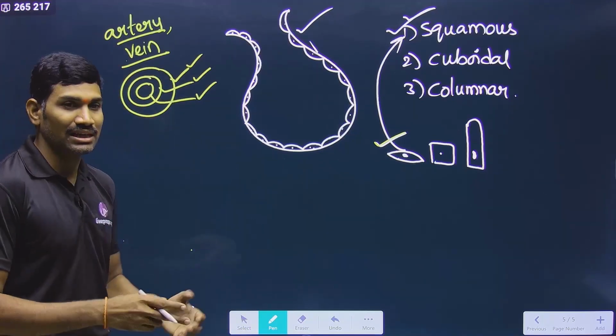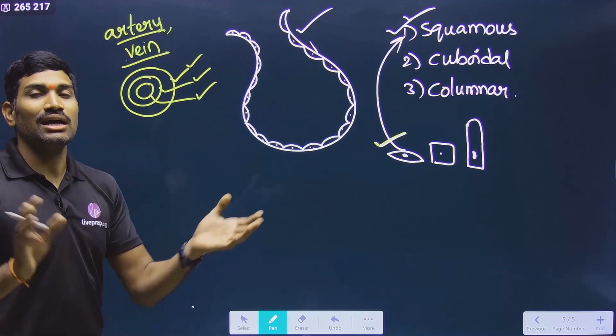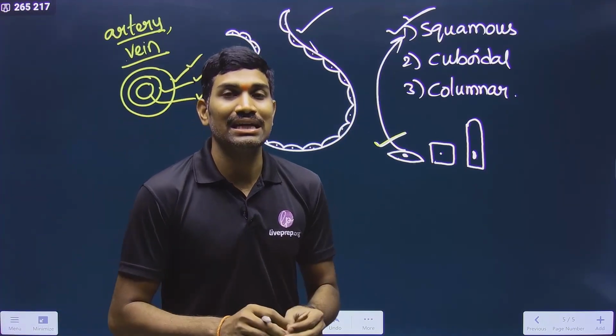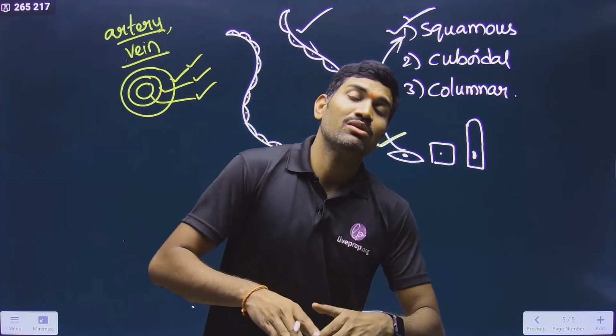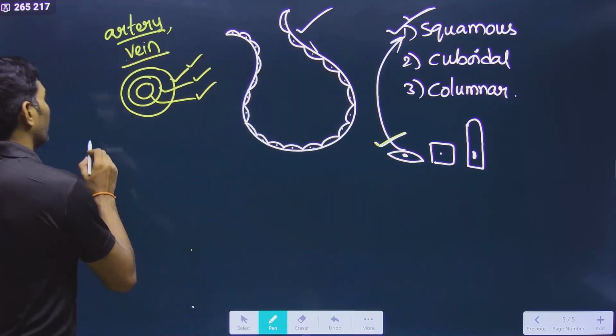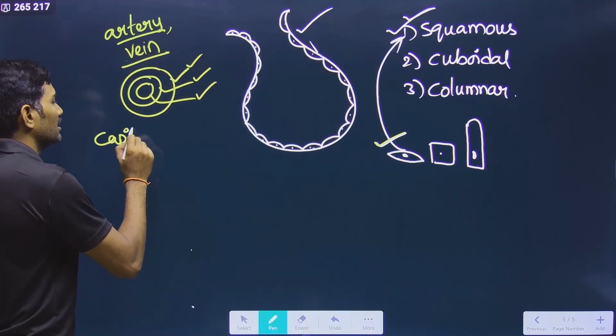But here what we are saying, larger arteries are divided into smaller arteries, and arteries are divided into arterioles, and arterioles are further divided into finally capillaries.